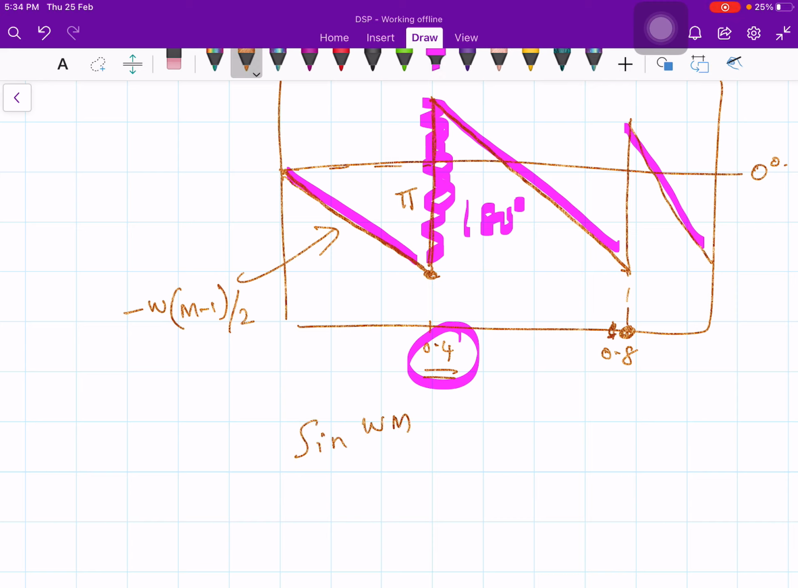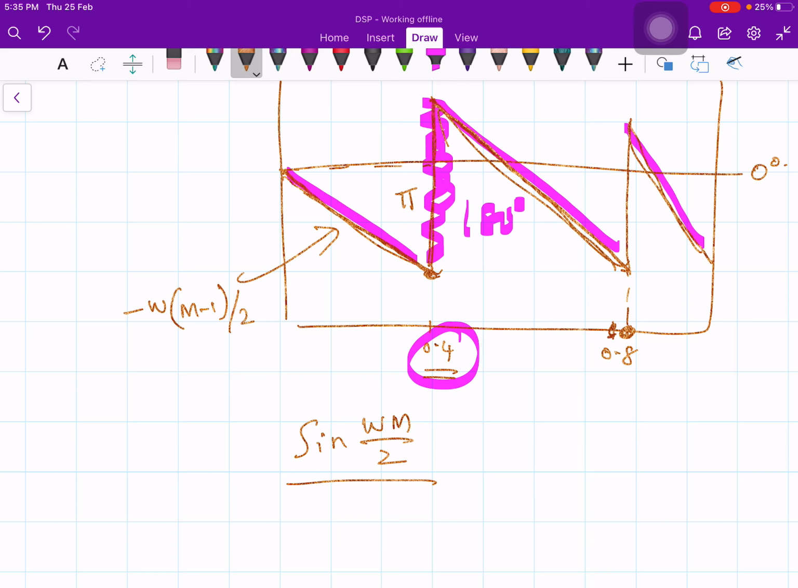sin(omega capital M by 2) remains negative for how long? From 2 pi by M to 4 pi by M. Okay, when it remains negative, the phase is controlled by that minus omega times (M minus 1) by 2. So it comes down slowly again. Okay, this line and this line and this line are parallel.